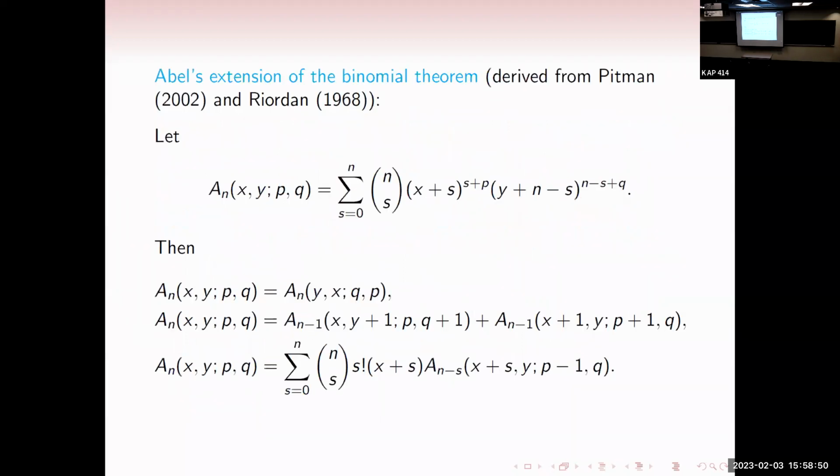Also, what is Abel's binomial theorem? Abel's binomial theorem, this is the formula.